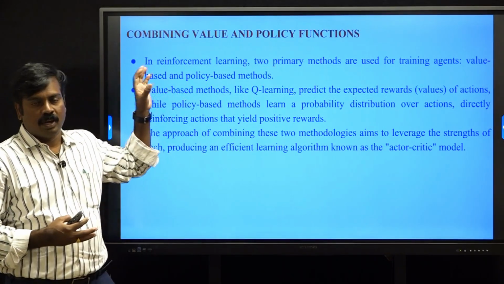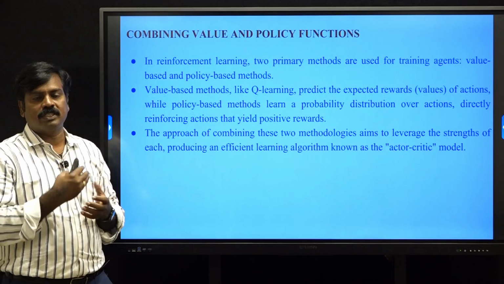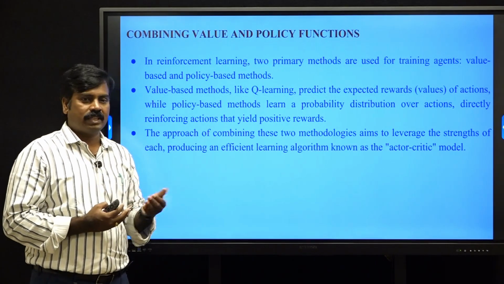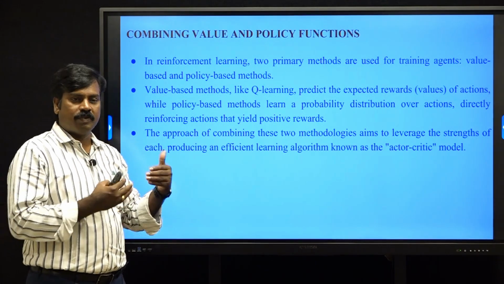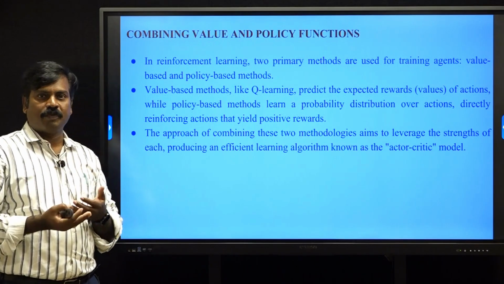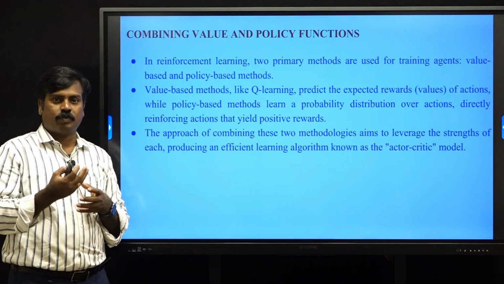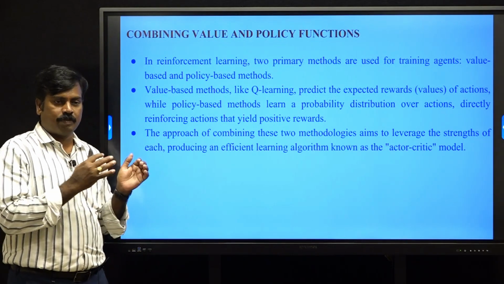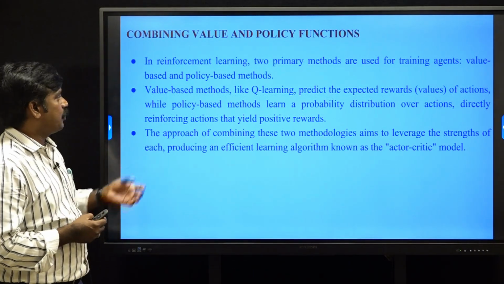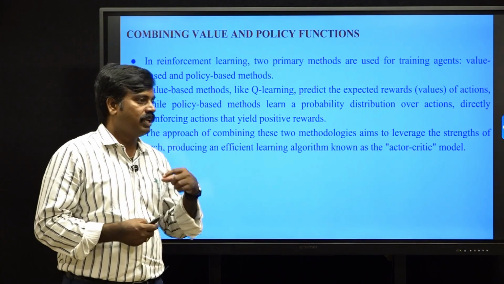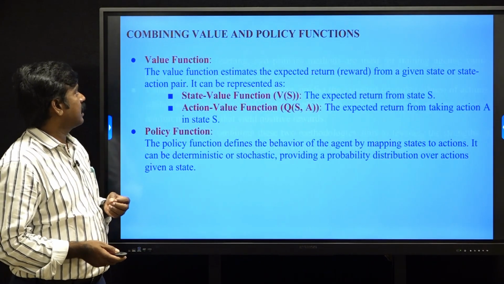We combine the advantages of the value function and the policy function to solve advanced or complex problems, because the value function individually is not suitable for solving complex problems, and the policy function individually is also not suitable. So in order to solve complex problems we combine both the value and policy functions. In reinforcement learning, this combination of value function and policy function to solve complex problems is called the actor-critic method.